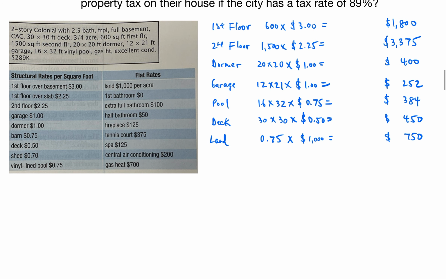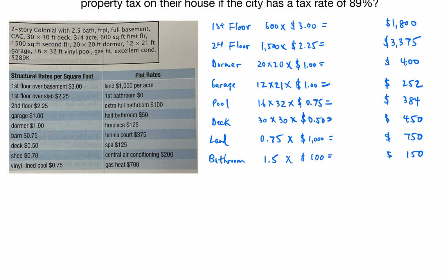All right. You'll notice that for the first bathroom there's no charge for the assessment. However, any extra full baths is going to be at $100. We're told that this house has 2.5 baths. So we're going to need to take in the extra bathrooms, which is going to be 1.5 because the first is not charged. And we're going to multiply that by $100. And that's going to work out to $150.